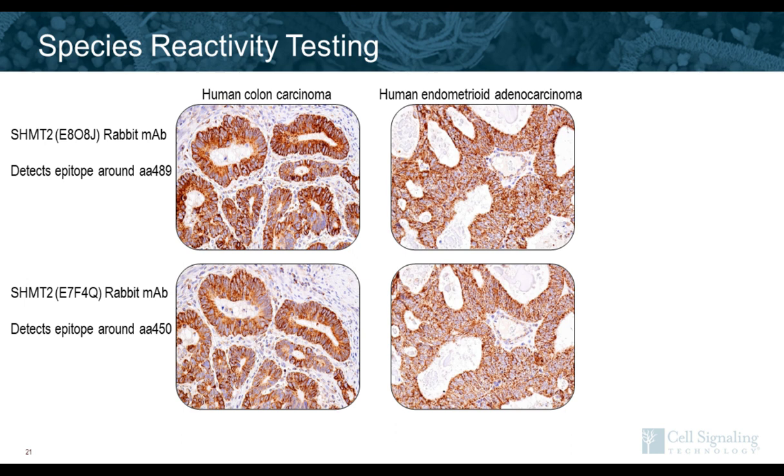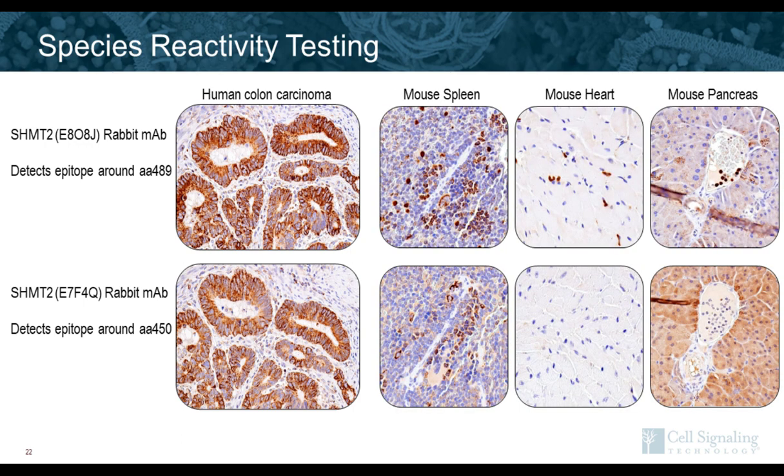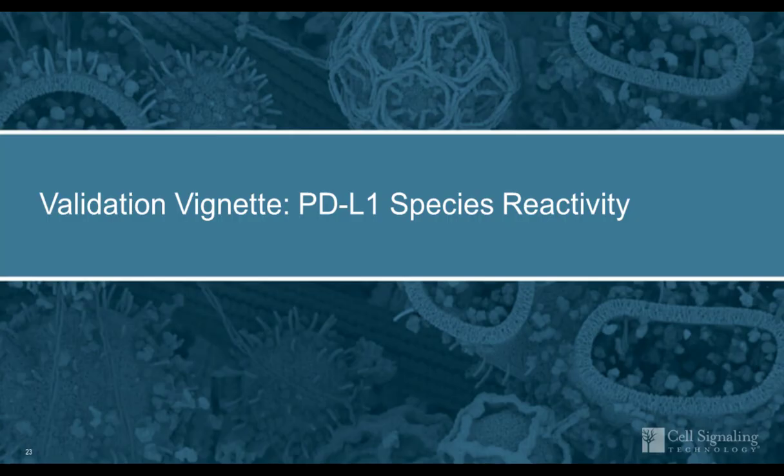Both antibodies are predicted to react with mouse based on Western blot testing and high sequence homology with the mouse SHMT2 protein. As you can see, the antibody on the top shows nuclear signal in a subset of immune cells, while on the bottom, diffuse cytoplasmic signal can be observed in pancreatic acinar cells. Note that both antibodies did not show similar non-specificity issues in human tissues. It appears to be a mouse species-specific issue, and therefore these antibodies are not suitable for mouse staining.